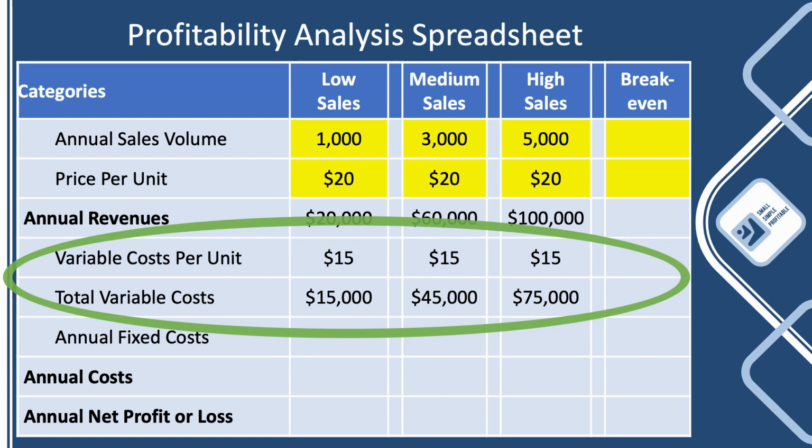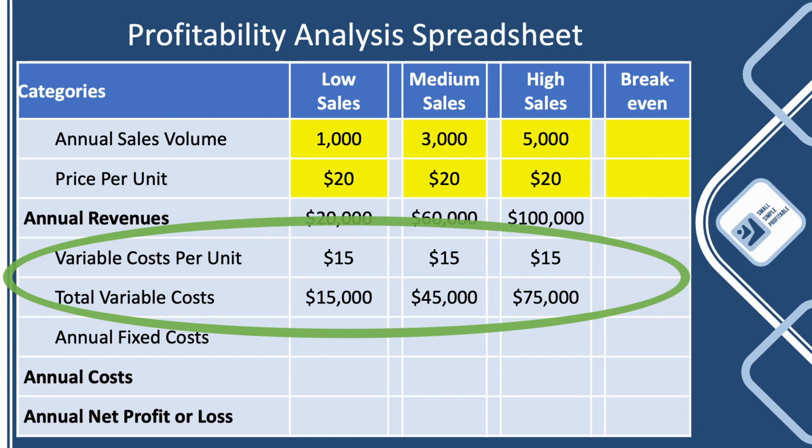Now that we've estimated the variable costs and the annual fixed costs in the section below the main spreadsheet, those numbers will be automatically copied into the main section of this spreadsheet. The variable costs per unit are $15 an hour, which the spreadsheet will copy into that row from below and multiply with the sales volume to calculate the total variable costs. In the low sales column, variable costs per unit of $15 an hour times 1,000 hours in annual sales will equal $15,000 in total variable costs.